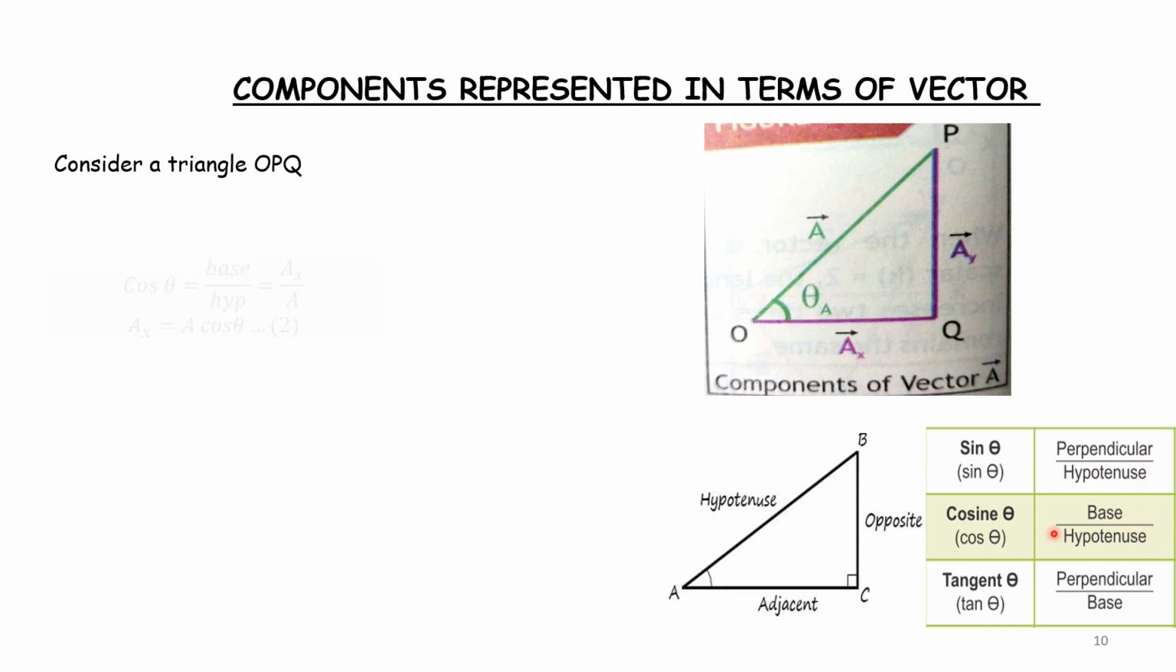So we can derive the formula considering the triangle OPQ: the cosine function is base over hypotenuse. From the figure you can see that the base is Ax and the hypotenuse is A. So taking A on the other side, the value of Ax will become Ax equals A cos theta. This equation represents the x component of vector A in terms of the magnitude of vector A and the angle theta.